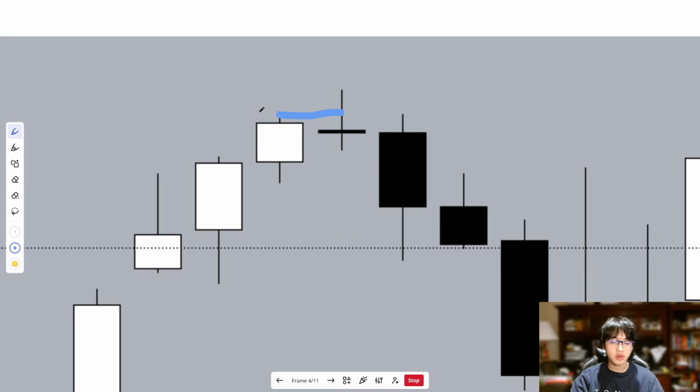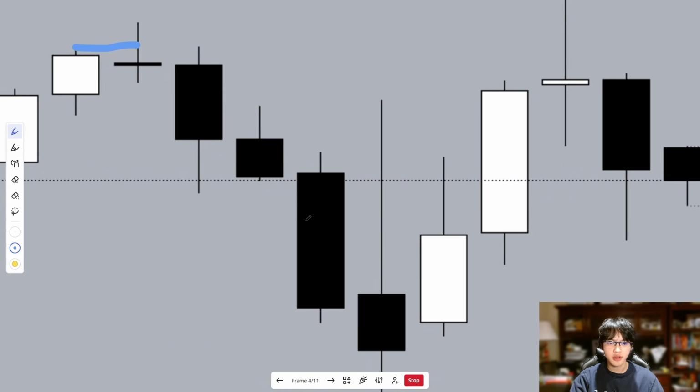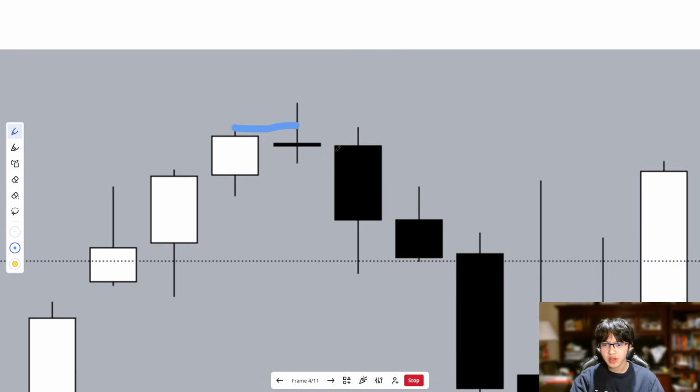And now that we've swept this previous daily high, we can see we start to get rejection and that overall time frame turns a little bit bearish. So now let's go ahead and look at the next trading day, this day. So again, let's draw our previous daily high and our previous daily low.